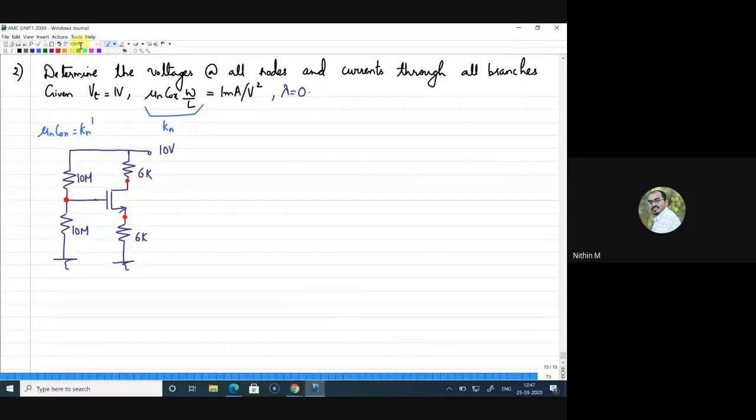So I will use another color for current. I know that there will be one current flowing here, that is the drain current ID. That means the same current will be flowing through the 6K as well as this 6K. So only one current in this branch, from here to ground. Similarly, from here also there will be one current flowing through this 10 mega.